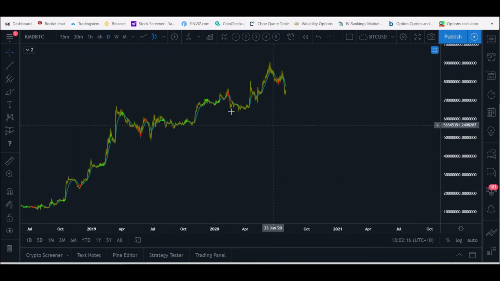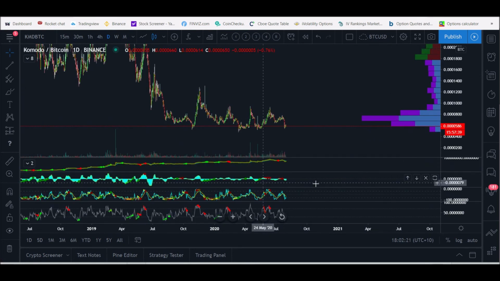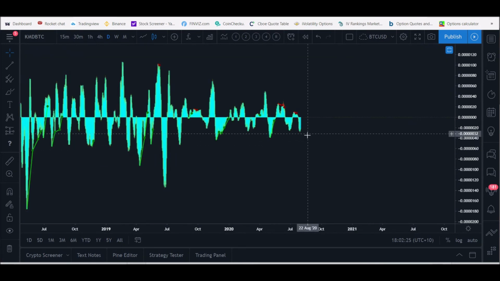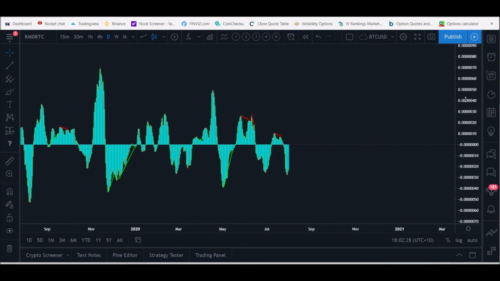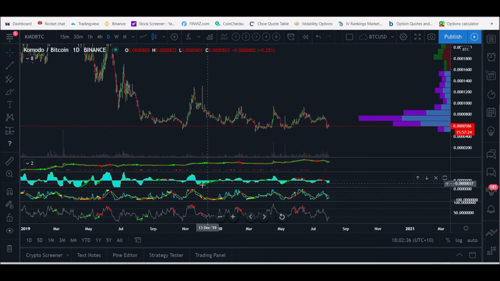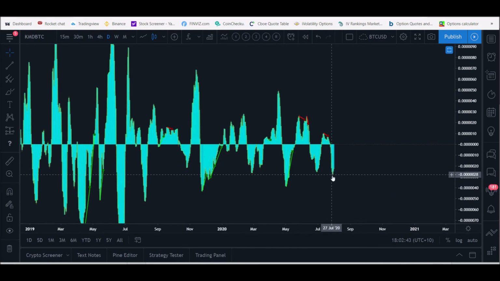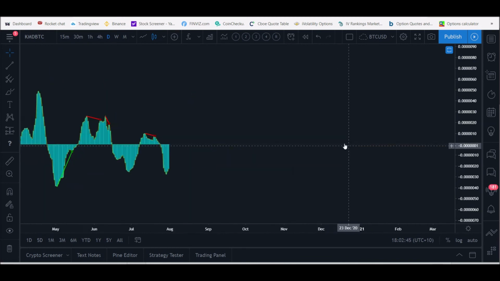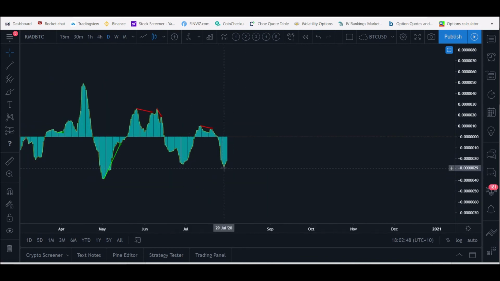OBV looks really healthy. Actually, we are getting some. Very few alts are actually doing this. Most alts have histograms that have broken lows. While this has broken this low, it hasn't broken this, or this, or this. And you can see that it actually looks quite good. Has it broken this? Oh, it has broken this. Okay, that would have been a great little potential bullish divergence here.